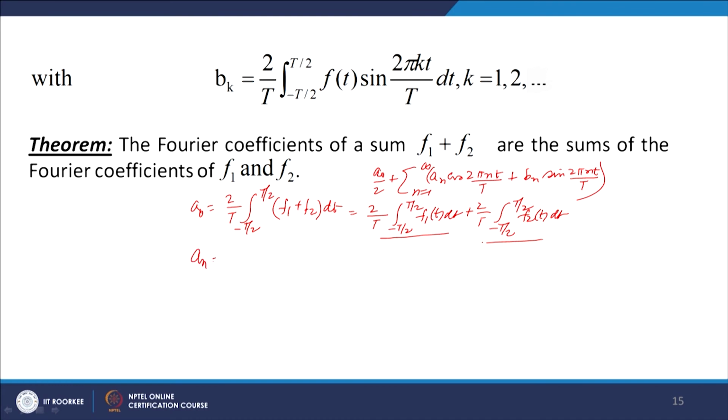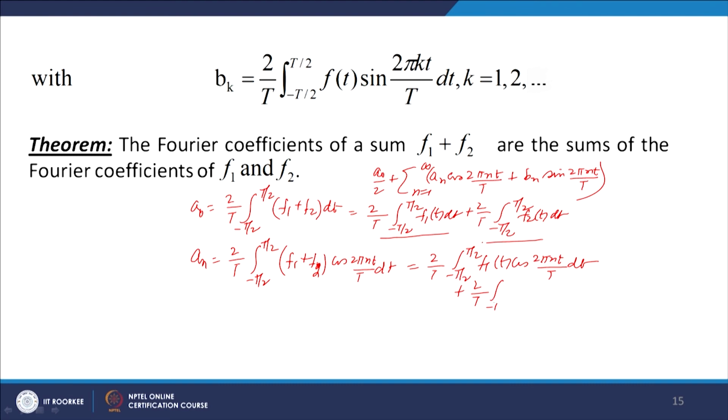Similarly, we can write a n is equal to 2 over T, integral from minus T by 2 to T by 2 of f1 plus f2 times cos(2 pi n t divided by T) dt. This becomes 2 over T integral from minus T by 2 to T by 2 of f1(t) cos(2 pi n t divided by T) dt plus 2 over T integral from minus T by 2 to T by 2 of f2(t) cos(2 pi n t divided by T) dt.